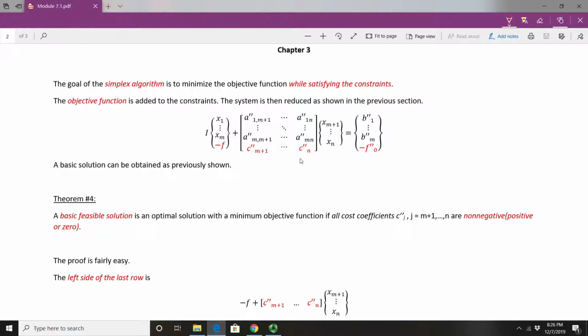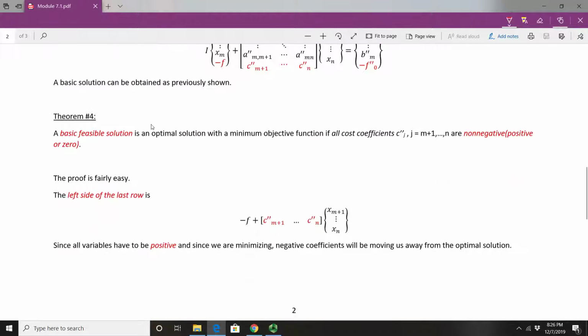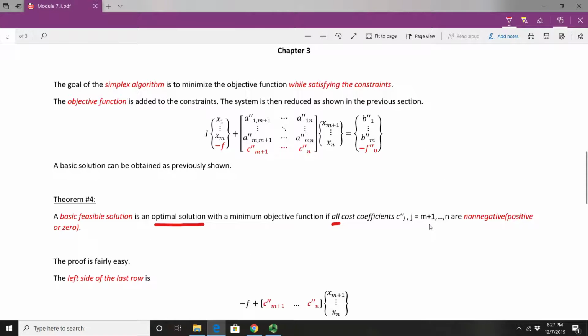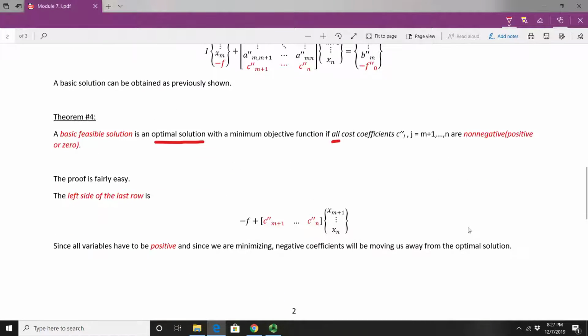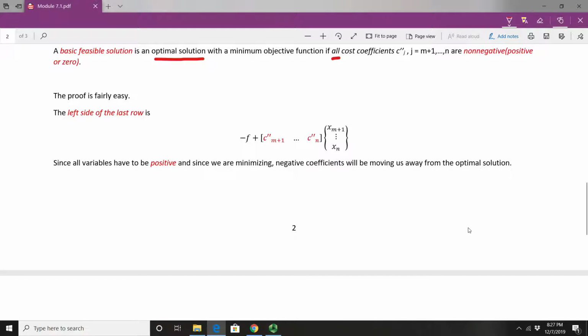So the first step is we will use theorem 4, and this theorem says that a basic feasible solution is an optimal solution with minimum objective function if all, and all is important, cost coefficients c double prime for m plus 1 through n are non-negative or 0. And the proof is not really bad.